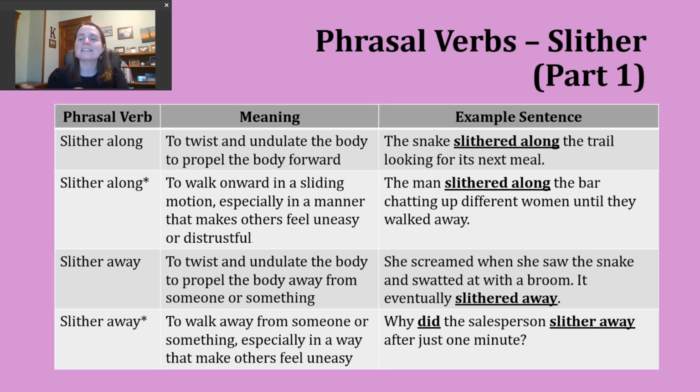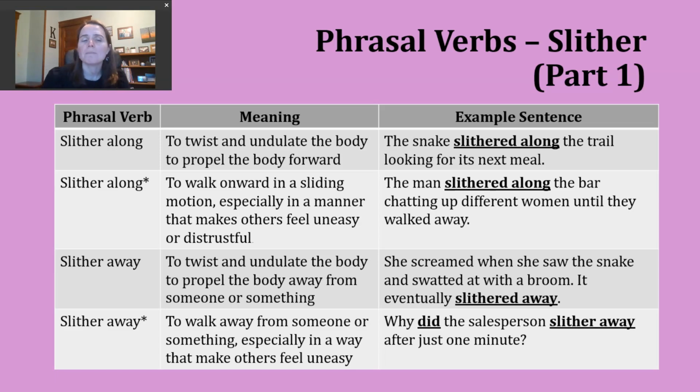Now, slither is a verb that is pretty common to see with a preposition. So we're going to focus our discussion today on some different phrasal verbs with slither. The first way you might encounter this might mean to slither along. Okay, this can have a couple meanings. One is to twist or undulate the body to propel the body forward. So this really goes back to that first definition. An example of this: the snake slithered along the trail looking for its next meal. So we can imagine kind of that twisting movement making it go forward.